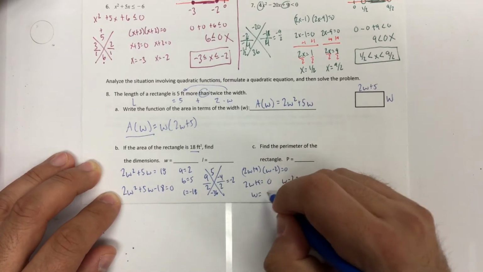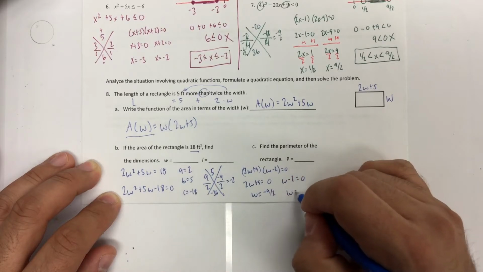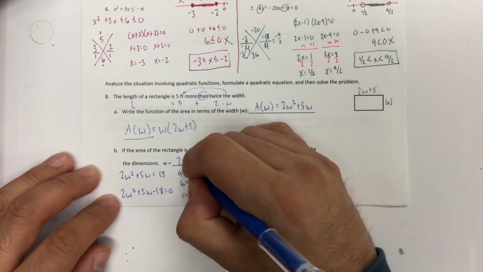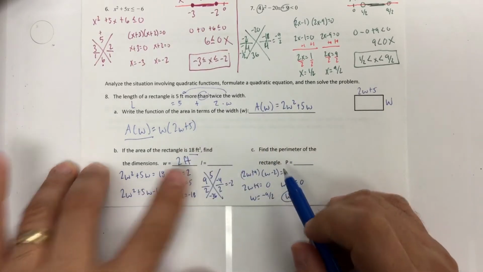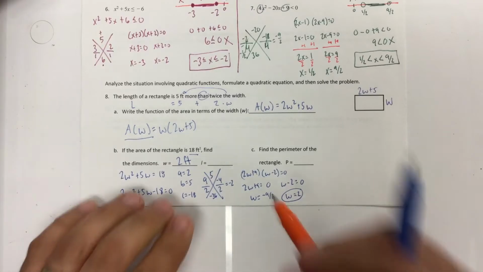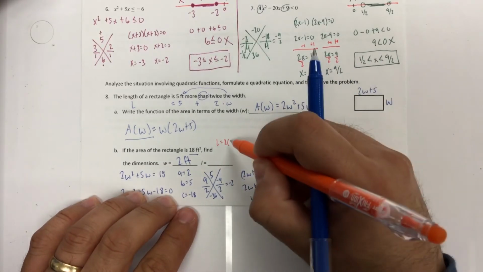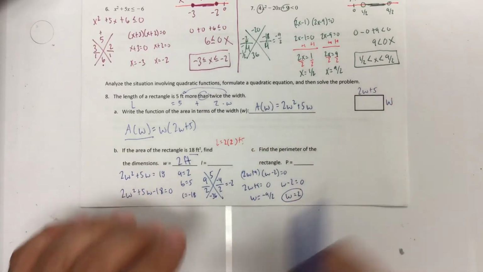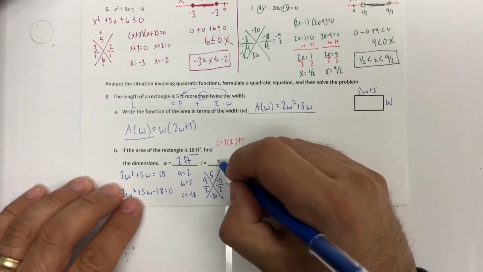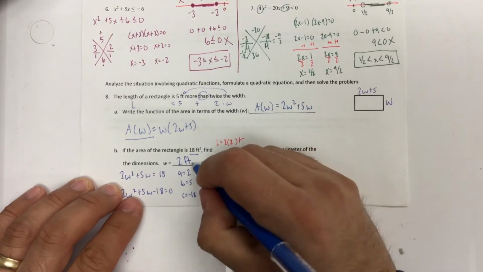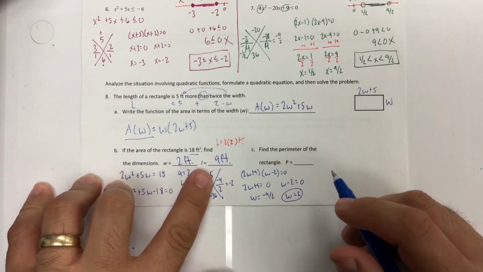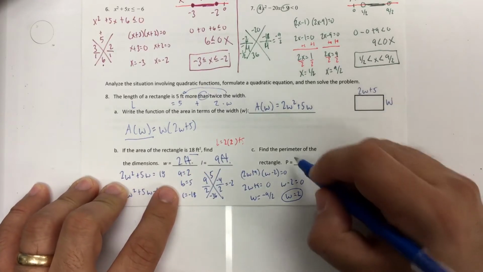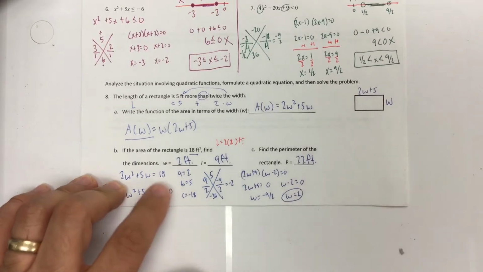So for the first one, w equals negative 9 halves, and the second one, w equals 2. We're going to pick the positive width, so 2 feet. To find the length here, we're going to do length equals 2 times w plus 5. So I'm using that formula right there, 2w plus 5. So 2 times 2 is 4, 4 plus 5 is 9 feet. And then for the perimeter, 2l plus 2w, so 2 times 9 is 18. So 18 plus 4 is 22 feet.